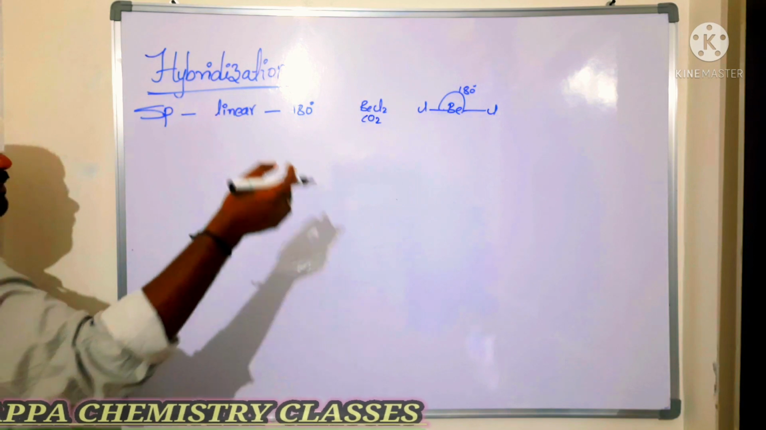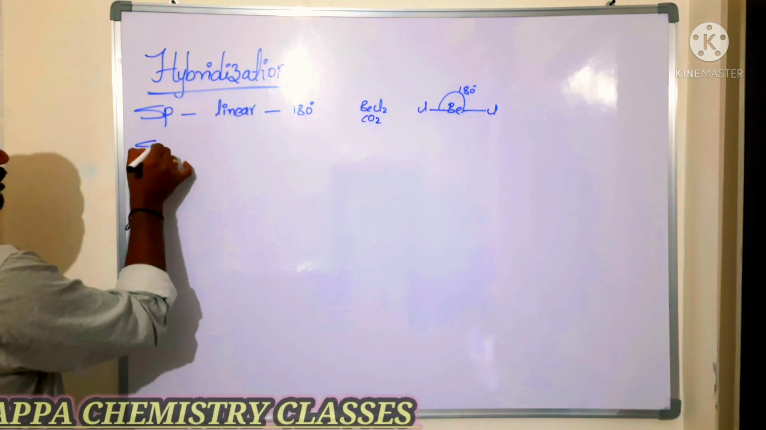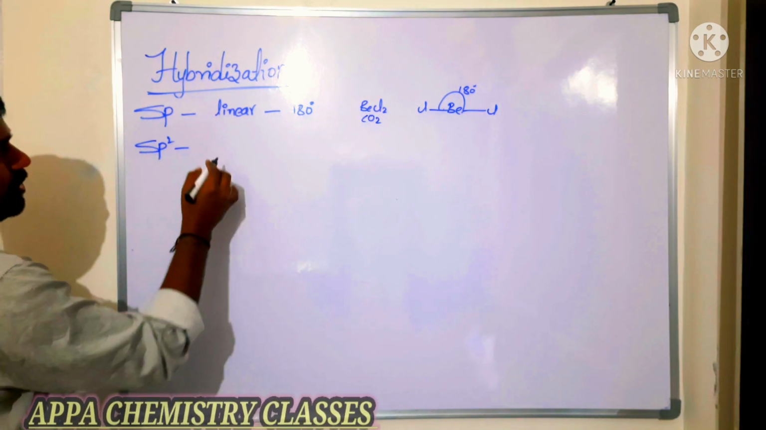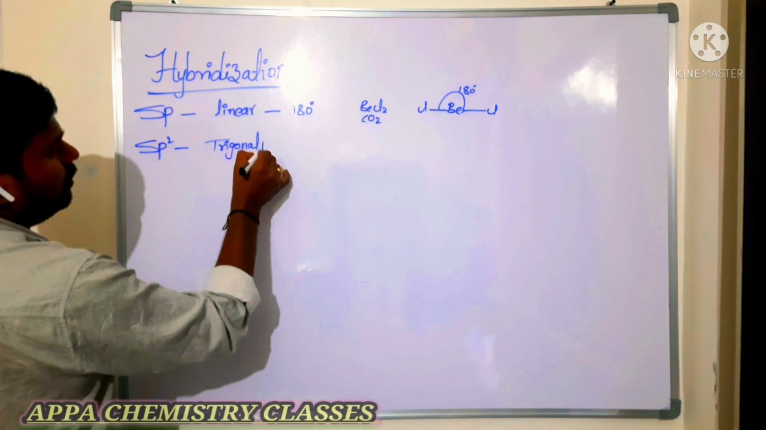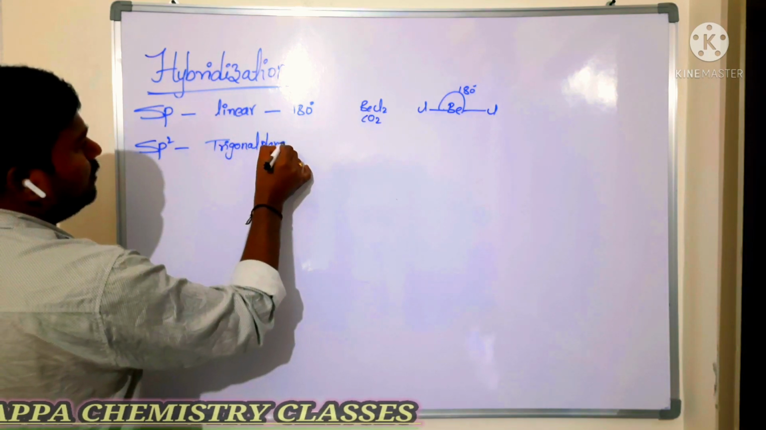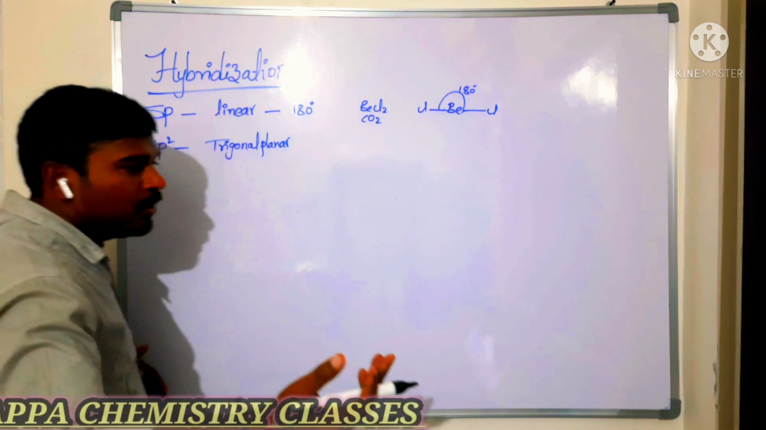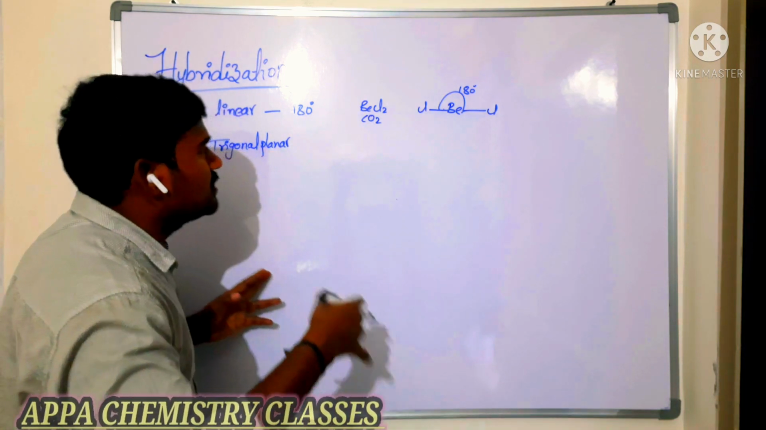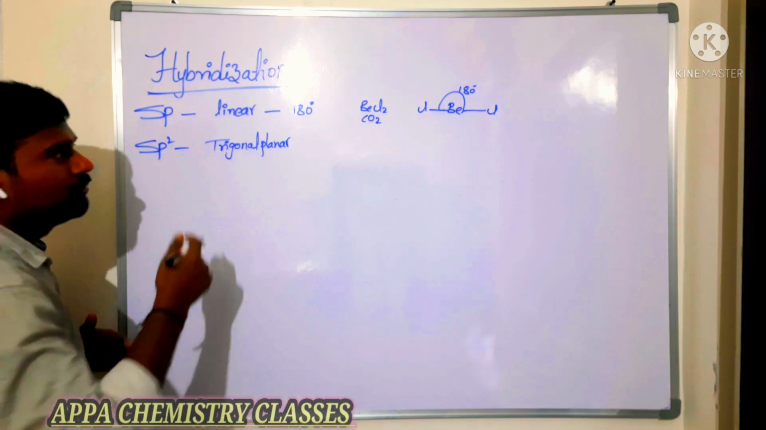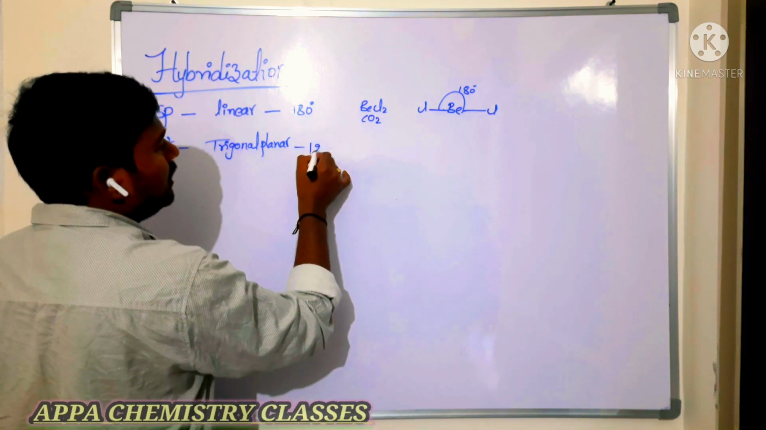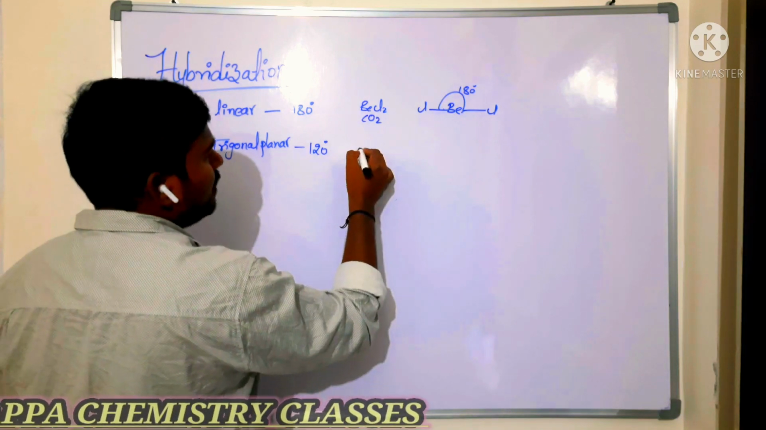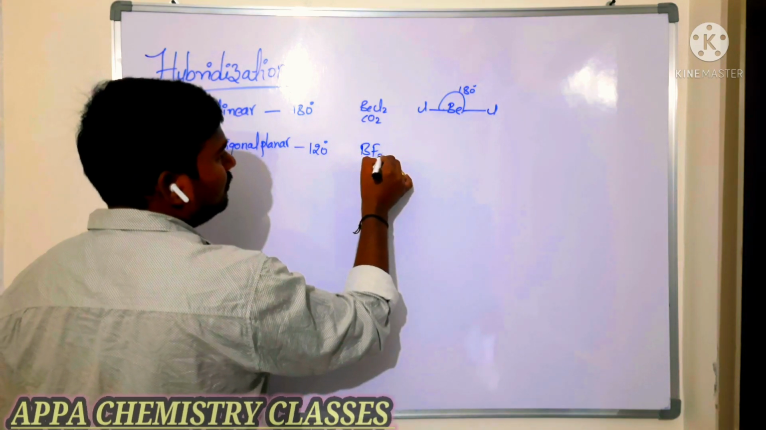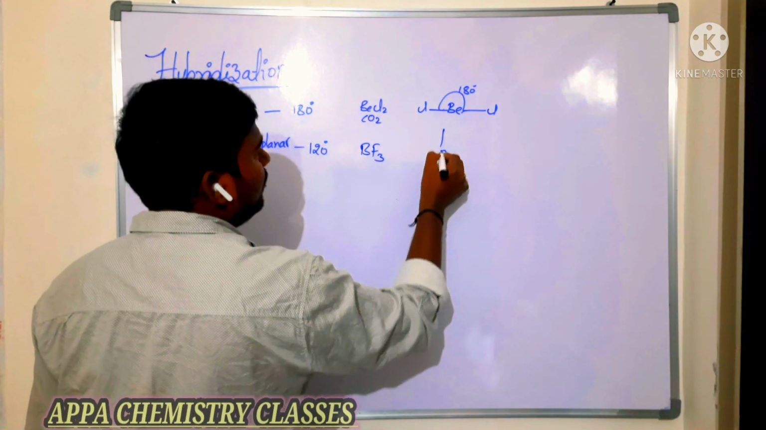We'll see so many examples, just one or two I am going to say here. sp2 means trigonal planar. So 3 hybrid orbitals are there. How do they have to arrange to reduce repulsions? In a trigonal planar manner. When they are arranged in trigonal planar, the bond angle will be 120 degrees. An example for this is boron trifluoride. You can take boron trifluoride here.